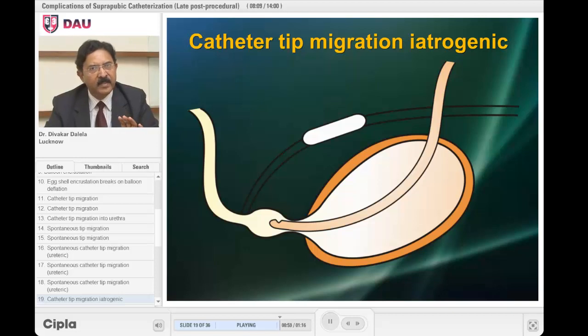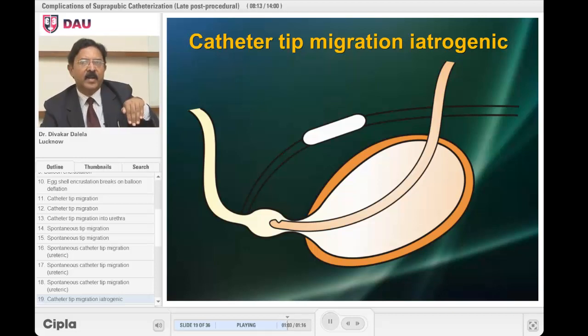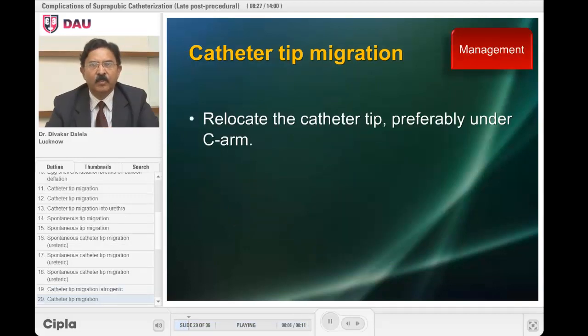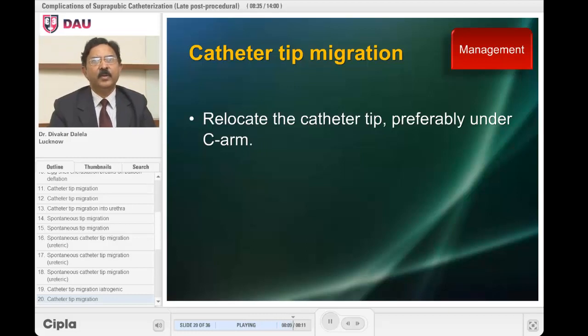In an empty bladder, there is less space and the direction of the bladder is such that you can put it into the prostatic urethra. This is what I mean by iatrogenic placement into the prostatic urethra. This does not happen always, but this can happen. What can you do about this? You will have to relocate the tip under C-arm. But the key question is how you have to prevent it.